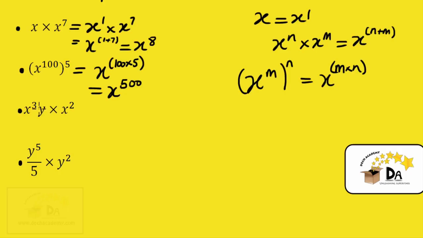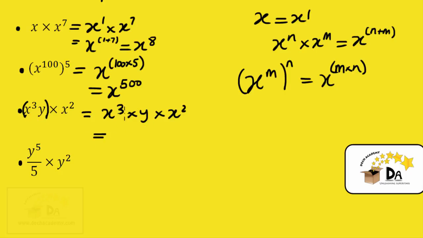Here's another example. x cubed y times x squared. To solve this problem, I'm going to break x cubed y into x cubed times y, and we have times x squared. So now, how do we proceed?